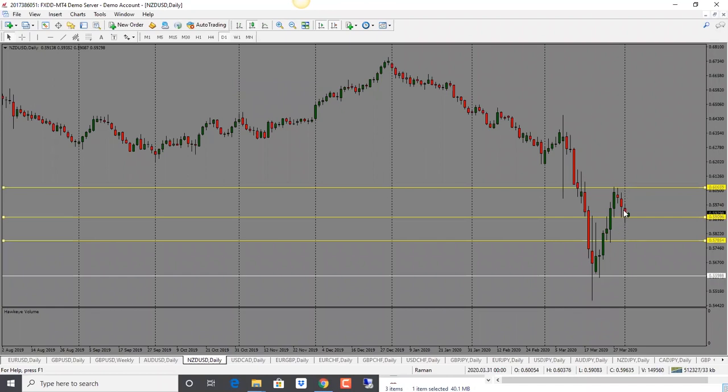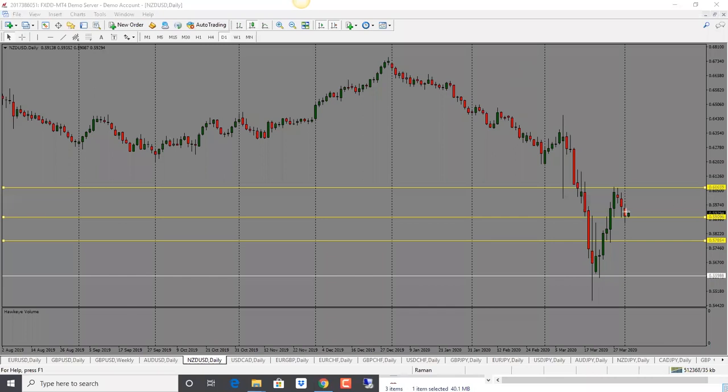We do see a drop here as well. We have a nice bearish candle close, but for this one as well, we have to be careful because price has not closed below this 0.5900 level. So that's something we have to be mindful of. If price does not drop below this level, we could see a further move to the upside. So watch out for that.